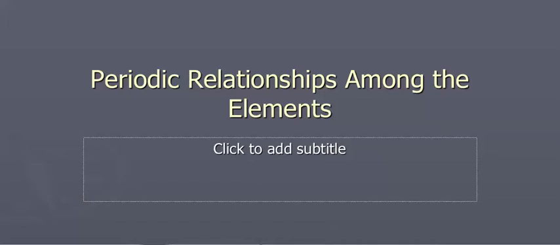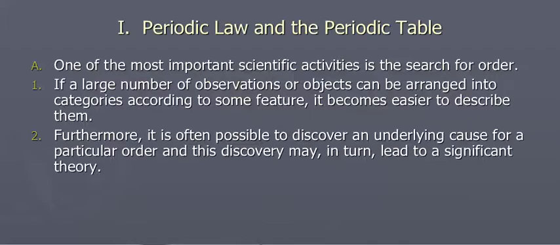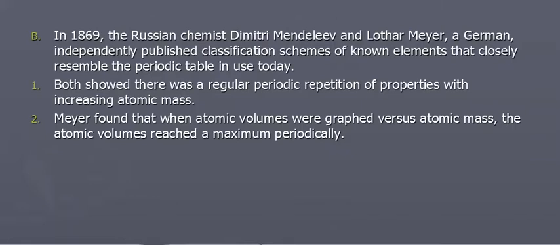Periodic relationships among the elements. One of the most important activities is a search for order. So we're going to look at how the periodic table came to get the order that it is in today. In 1869, two scientists published classification schemes of known elements that closely resemble what the periodic table looks like today.